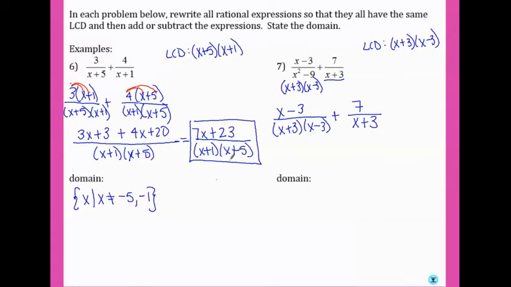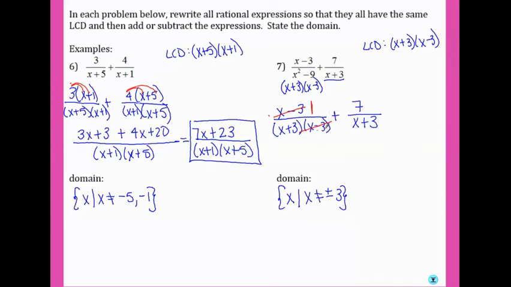Now, there's actually something that we can do in this one to make our problem shorter. If you notice, there's an x minus 3 on the top and an x minus 3 on the bottom. And hopefully you remember from last class that we can cancel those out. And that will leave us with just a 1 on the top. Now for our domain, that's always going to be based off the least common denominator. So we know that x cannot equal plus or minus 3.